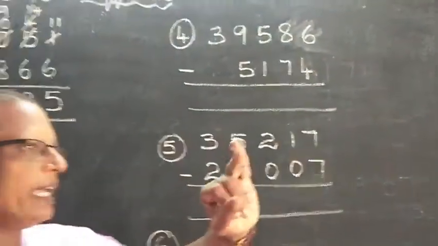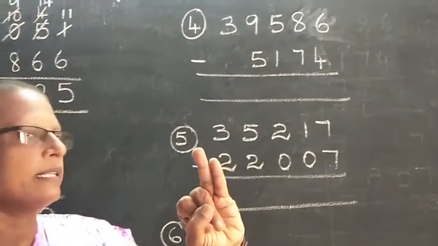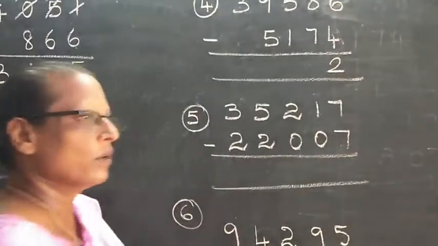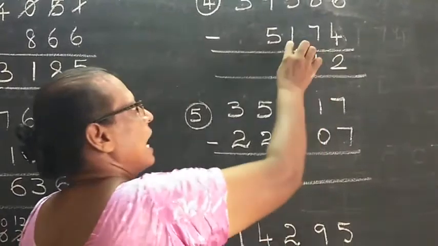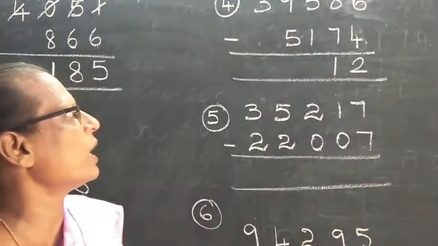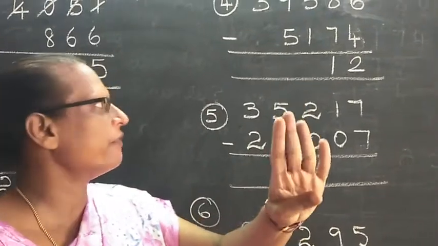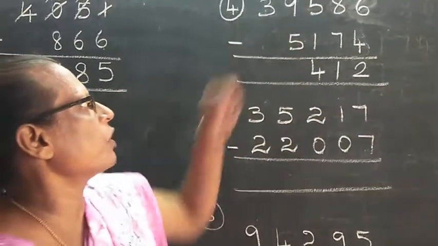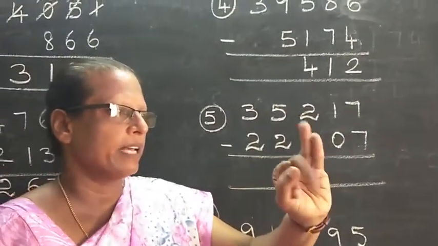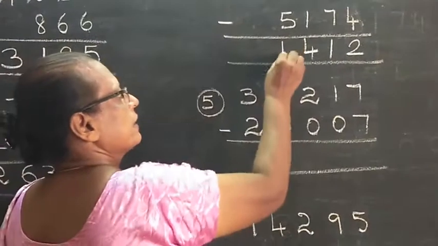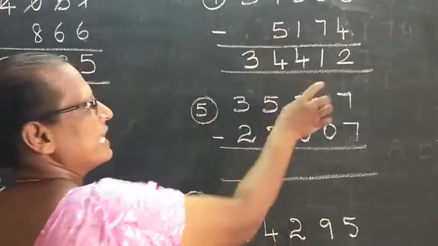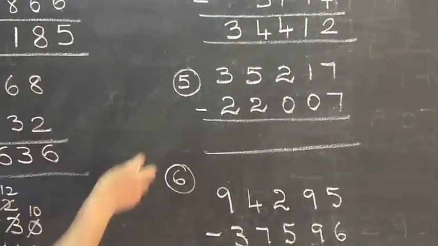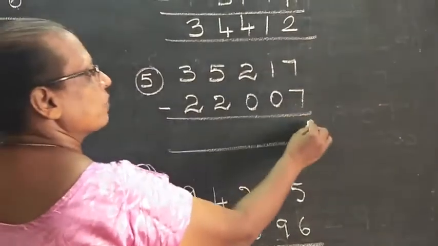After 4 you count up to 6. After 4: 5, 6. What's the answer? 2. After 7 you count up to 8. After 7: 8. 1. After 1 you count up to 5, children. After 1: 2, 3, 4, 5. 4. This is also very easy because there is no borrowing. After 5 you count up to 9. After 5: 6, 7, 8, 9. And you have to bring down this 3. So what's the answer, children? 34,412. And coming to the fifth one.